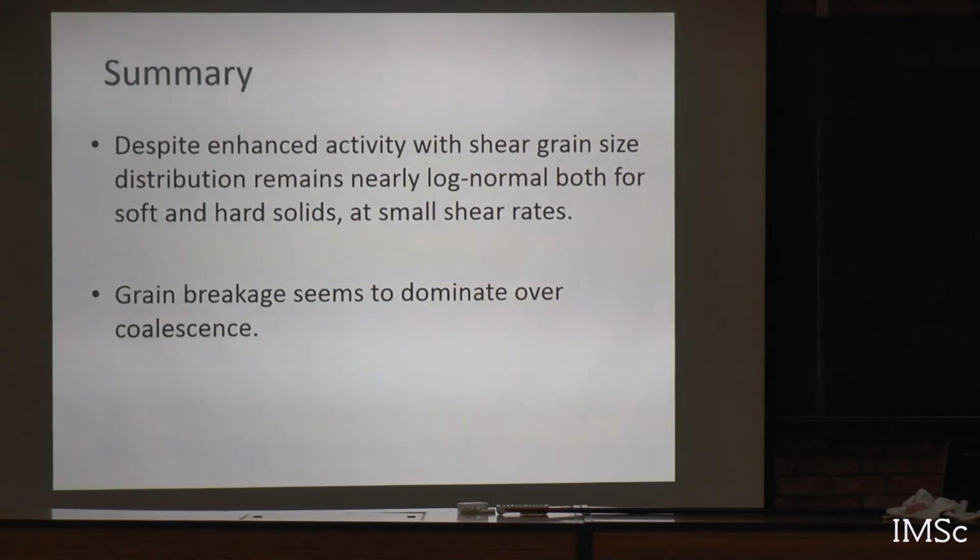We have shown that the distribution is still very close to log normal despite all this enhanced activity in terms of grain breakage, coalescence and so on, and a limited conclusion that the breakage seems to be slightly stronger compared to coalescence. That is what makes the peak shift slightly only, not too much.